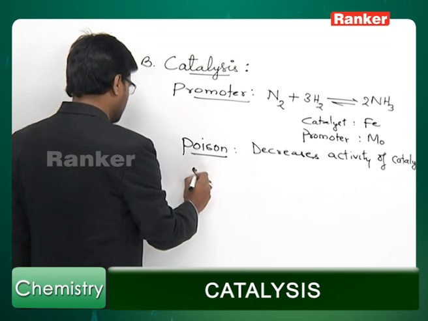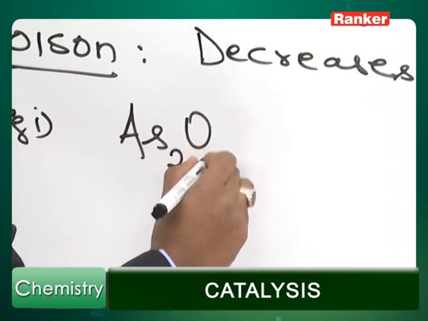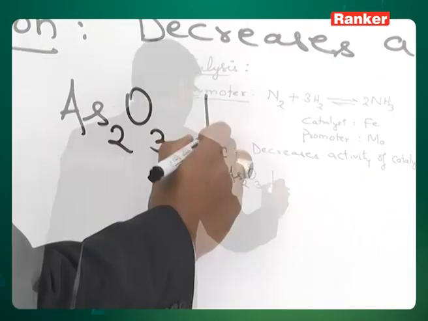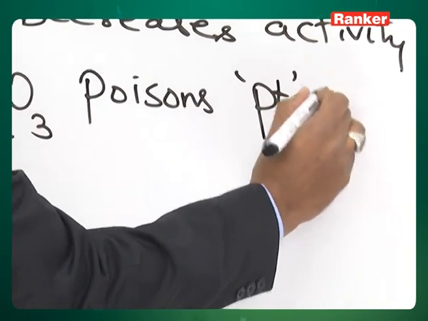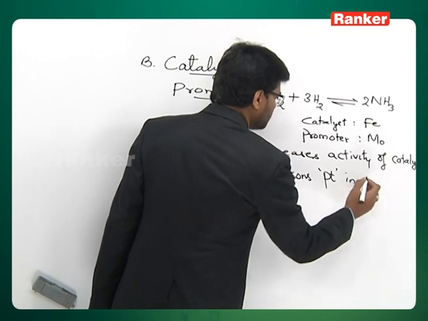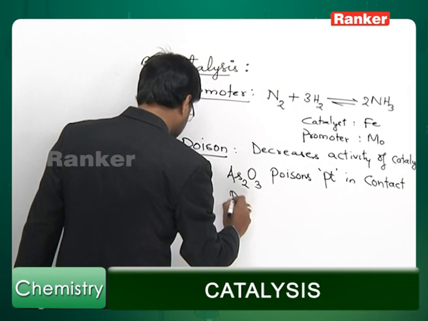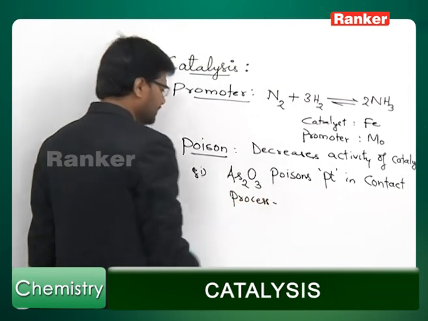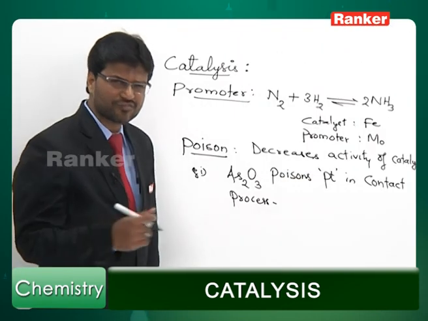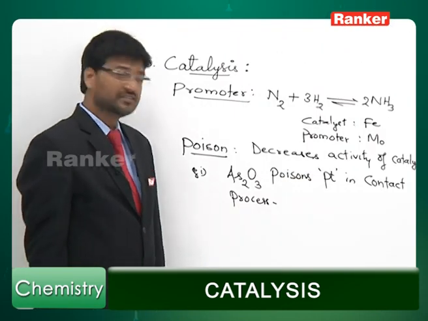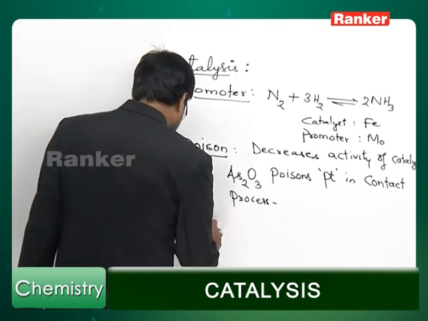Let me give you example of this. As2O3 poisons platinum in contact process. Arsenic oxides act as poison for platinum catalyst, which is used in contact process for the manufacture of sulfuric acid.